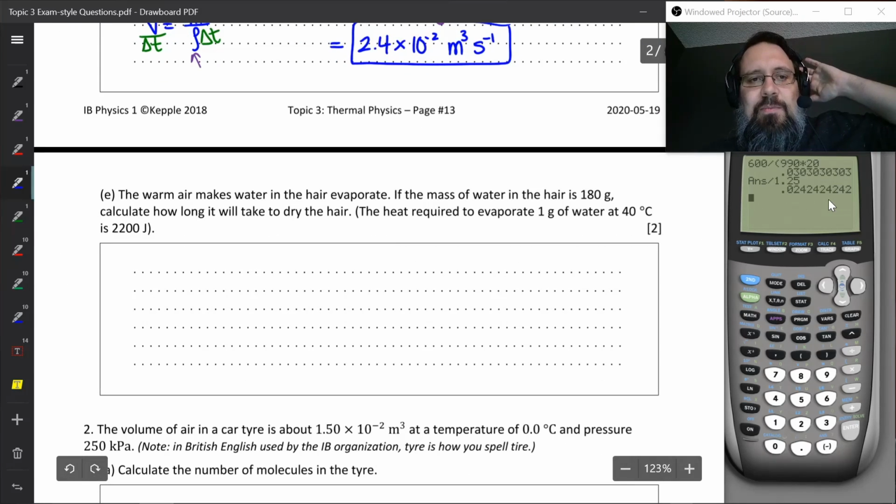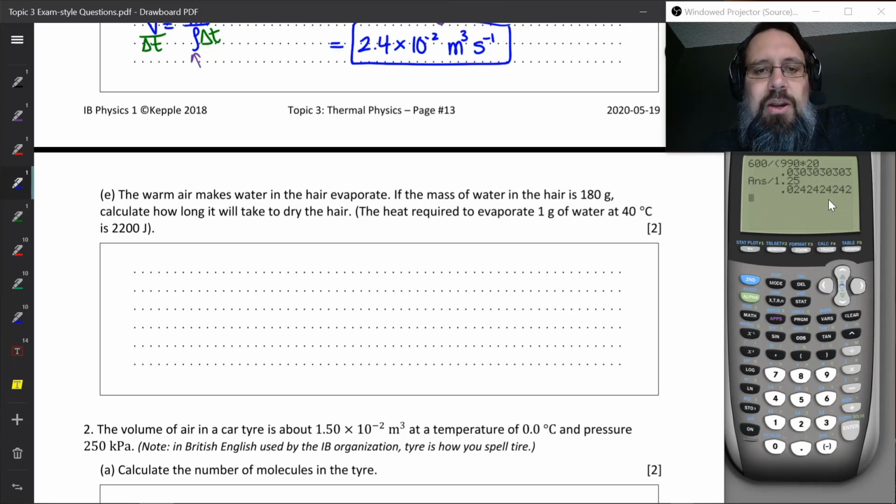Part E, the warm air makes water in the hair evaporate. If the mass of water in the hair is 180 grams, calculate how long it will take to dry the hair. The heat required to evaporate 1 gram of water at 40 degrees Celsius is 2,200 joules.